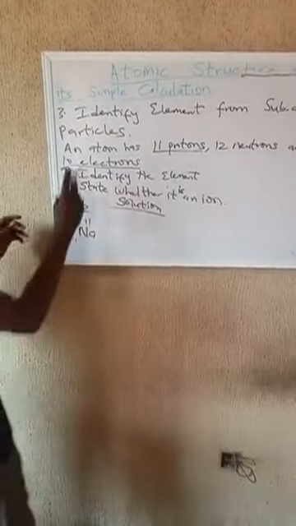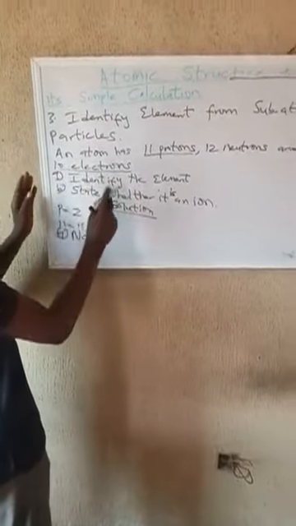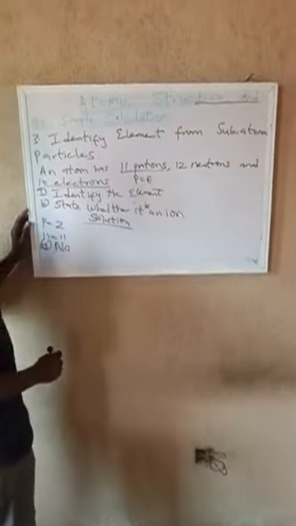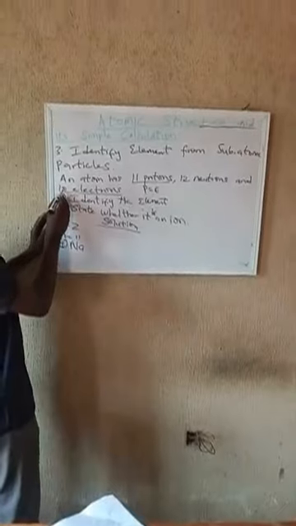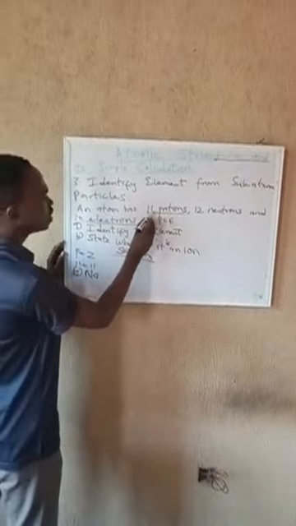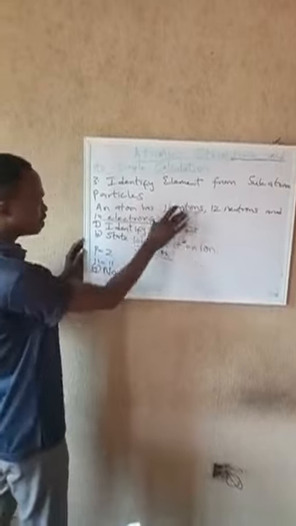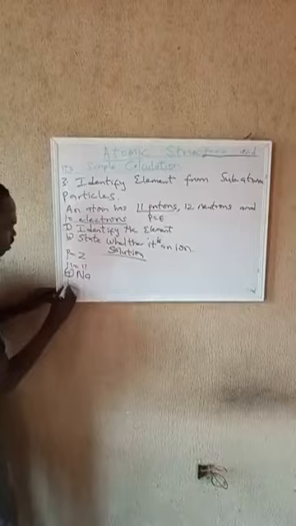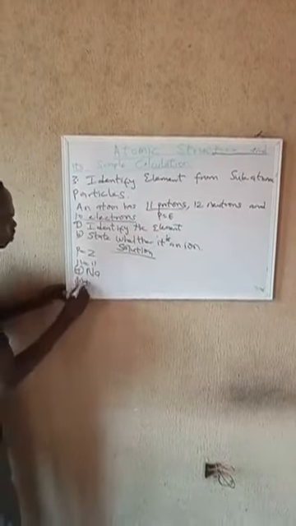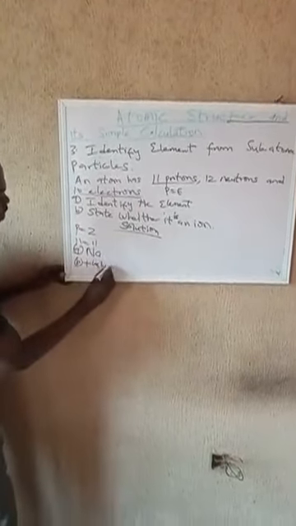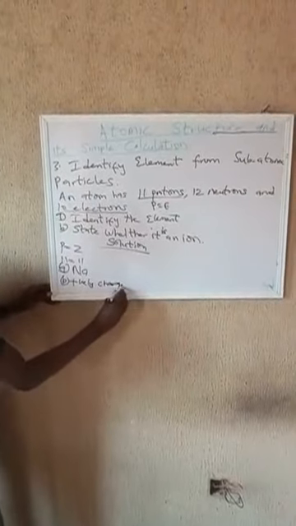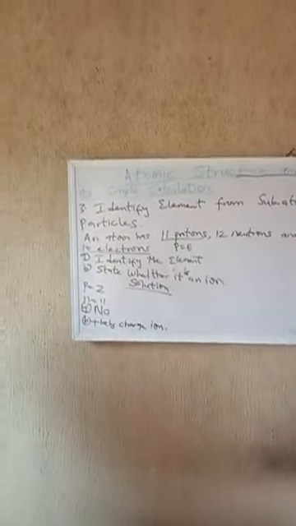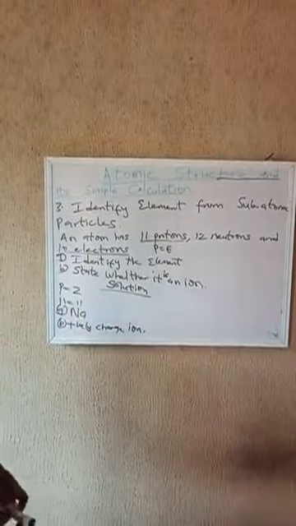Because for it to be electrically neutral, the proton must be equal to the electron. And the proton here is 11. It's not a neutral atom. That means it's an ion. And what type of an ion? A positively charged ion. These are just the way NECO, WAEC, and JAMB set their questions.